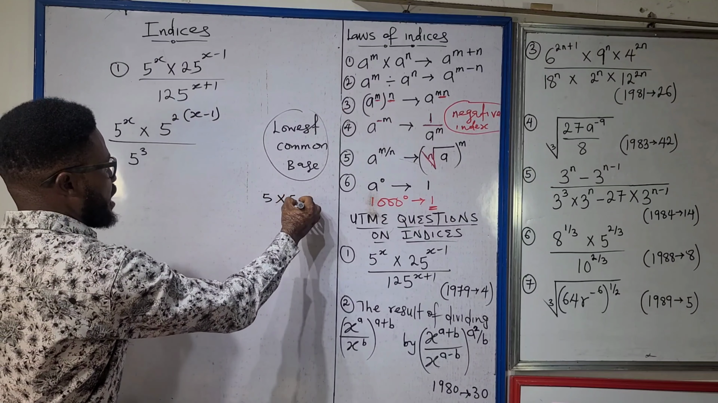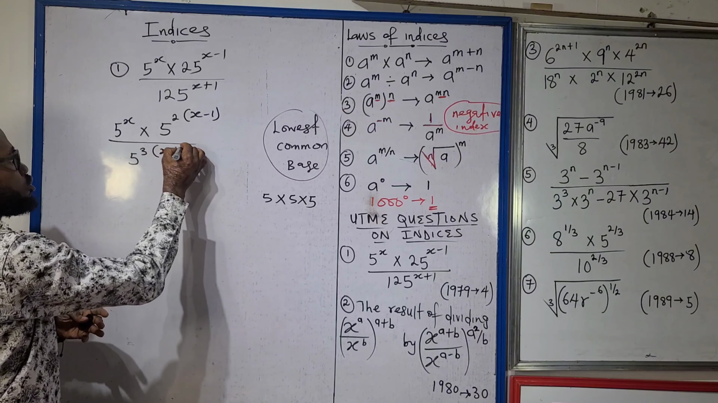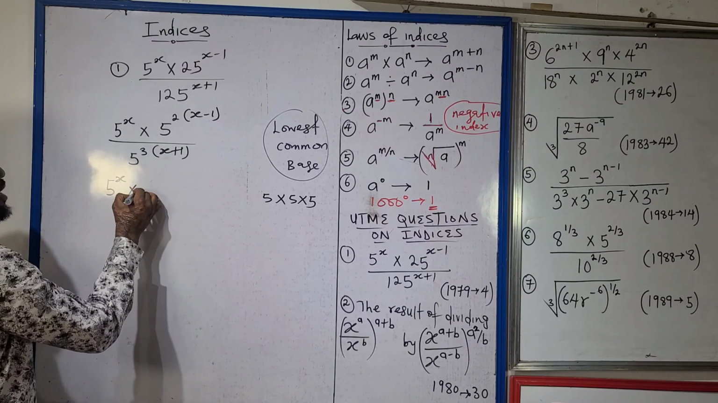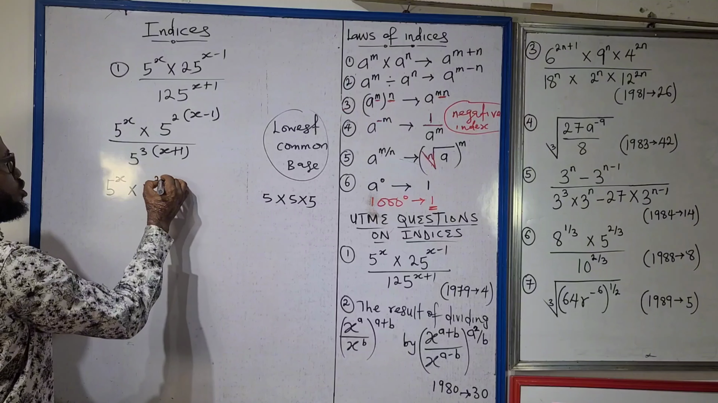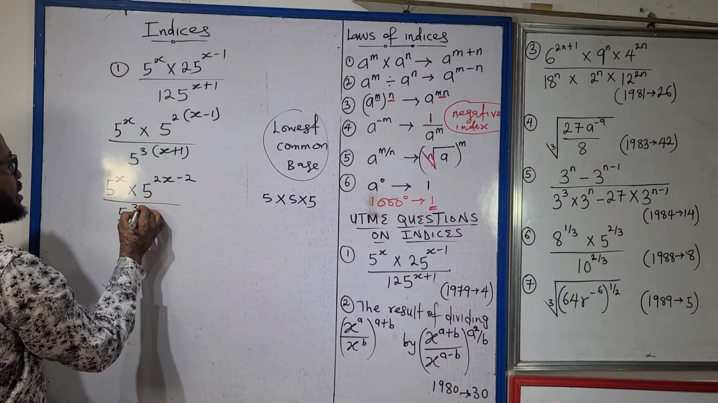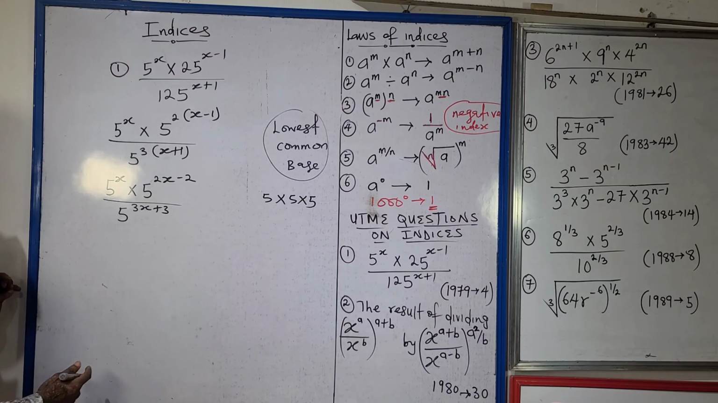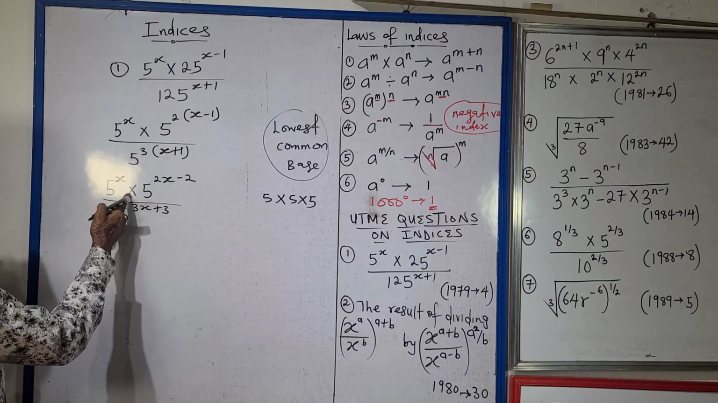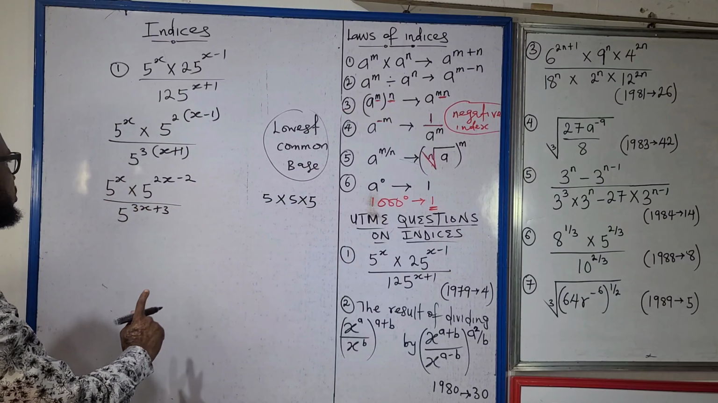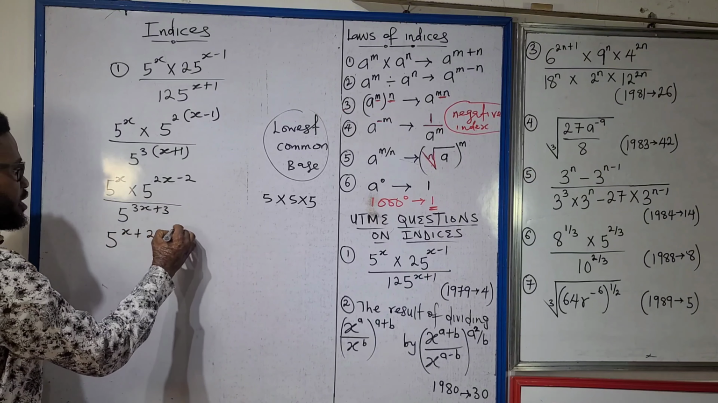5 times 5 times 5 is going to give you 125, into bracket x plus 1. So what you invariably have here is 5 raised to the power of x times 5 raised to the power of 2x minus 2. And what you have here is 5 raised to the power of 3 into bracket x plus 3, if you expand using law 3. So invariably what you're going to have is the multiplication law. Look at law 1. When it is multiplication, you sum up the index or the power. So this here will mean 5 raised to x plus 2x minus 2.